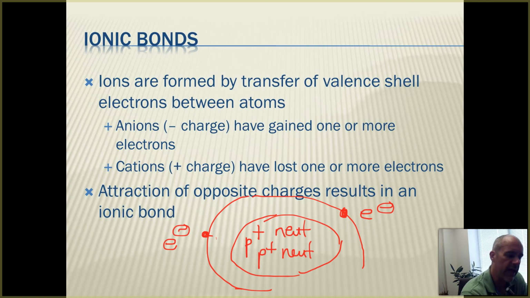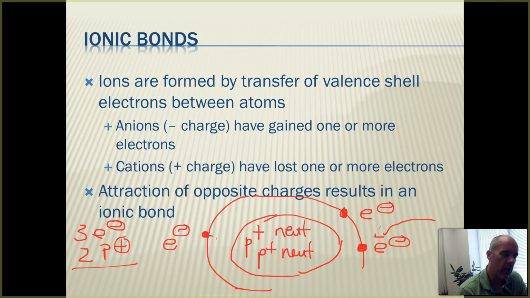Now suppose this atom acquires an additional electron. Now what does it have? It has three electrons and two protons. So overall you got three minuses and two pluses, so you have one extra electron. So in this case you've got an atom that has an overall single negative charge.